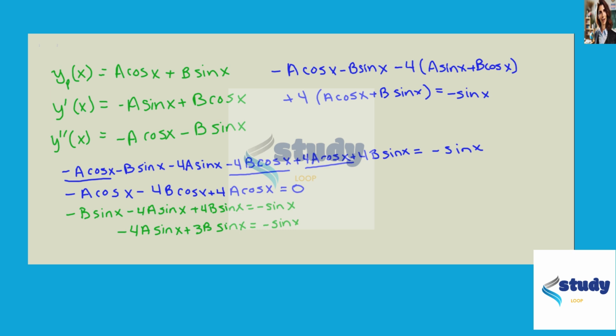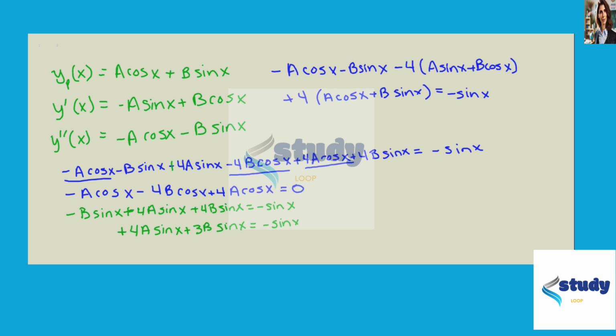So let me go back, and I just have to change this because this is a negative 4 times negative sine, so that has to be a plus. Negative 4a sine of x, 4a here is a plus, and that is a plus.